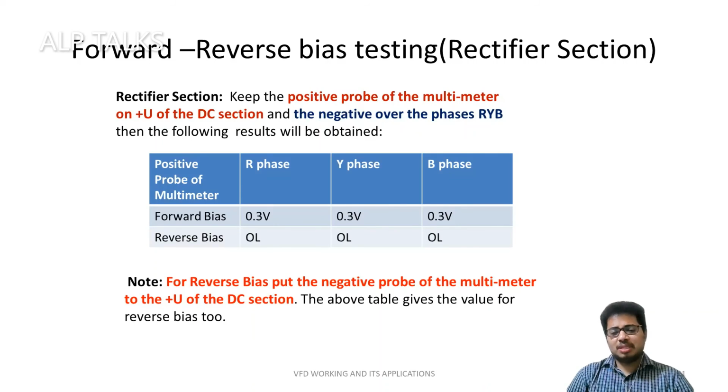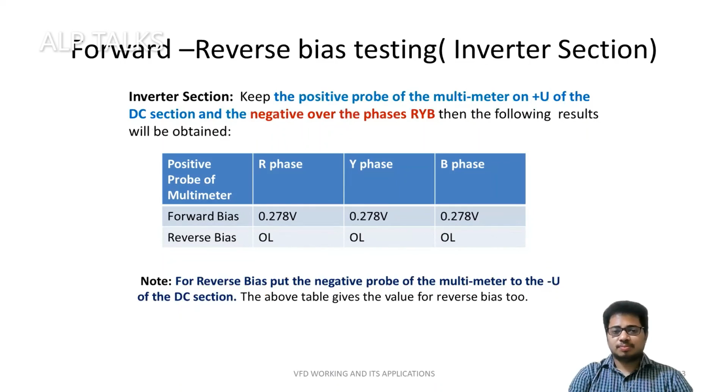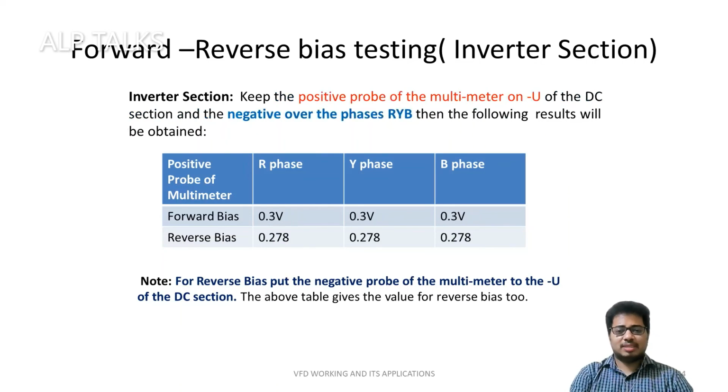For reverse bias, put the negative probe of the multimeter on the plus U of the DC section. The above table gives values for reverse bias also. And one more thing, keep the positive probe of the multimeter on the U of the DC section and the negative on the phases R, Y, B. Then you will get similar voltages, 0.278, 0.278, 0.278 like that. So the above table gives values for reverse bias also. And then we have the inverter section. Similarly, for the inverter section we will do the same as the rectifier section.